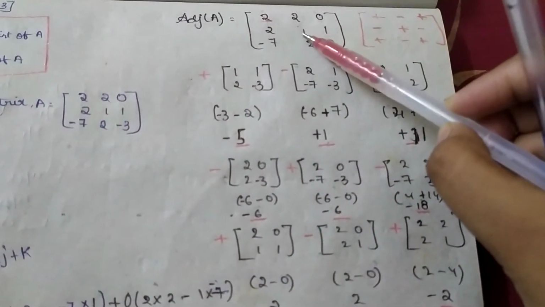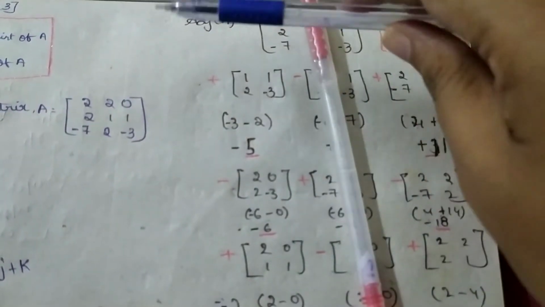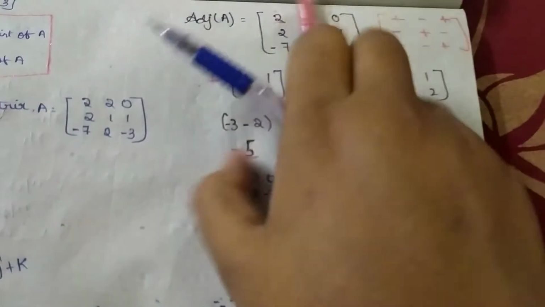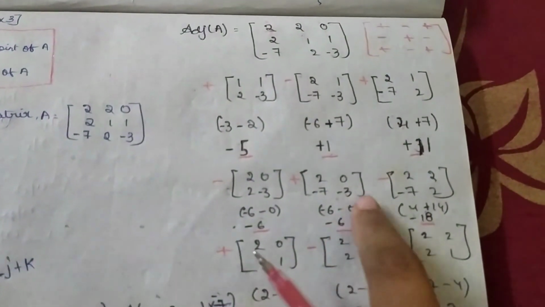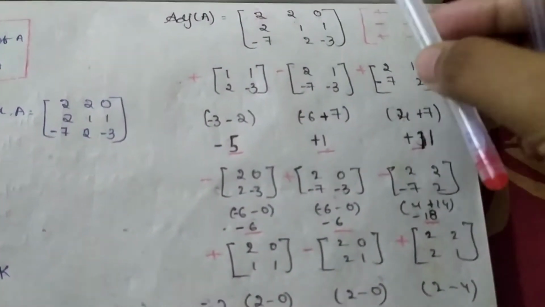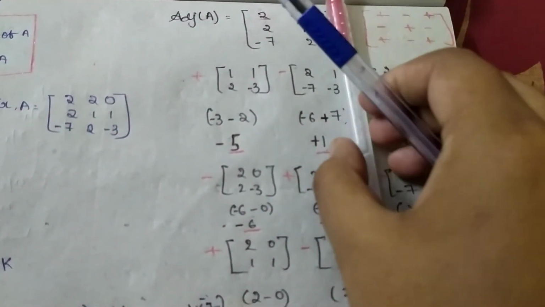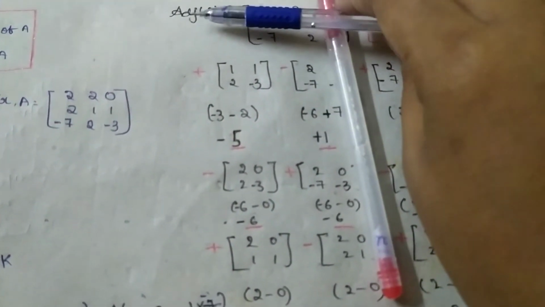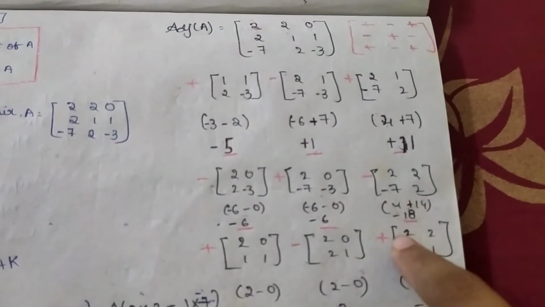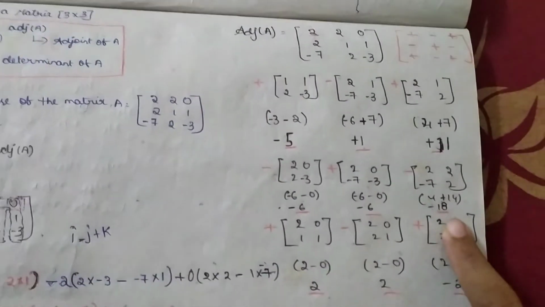Now we are taking this 1. This particular row and particular column are closed. So what are the values left? 2, 0, minus 7, minus 3. So minus 3 into 2, minus 6. Minus 7 into 0 is minus 0. Again this 1 we are taking. So this row is closed and this column is closed. 2, 2, minus 7, 2 are the values left. 2 into 2 is 4. Minus 7 into 2 is 14. So 18.